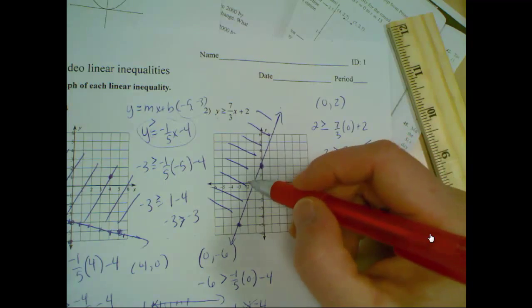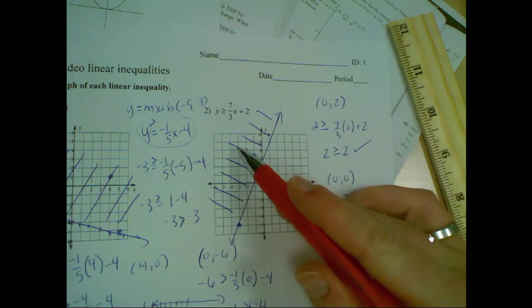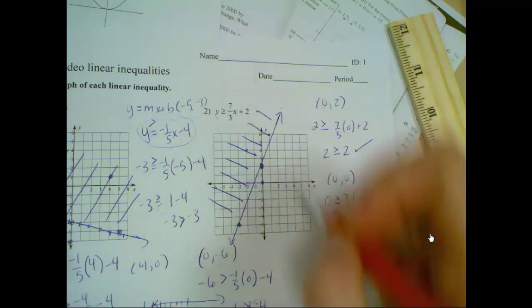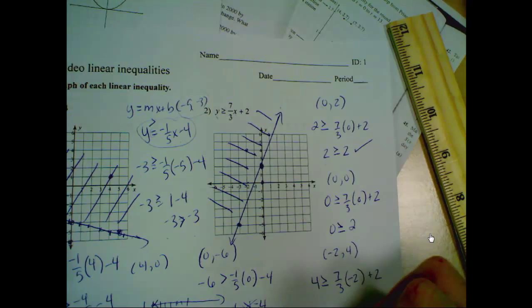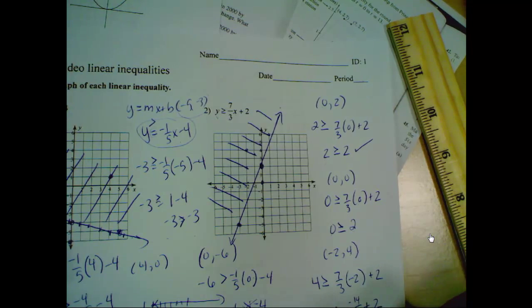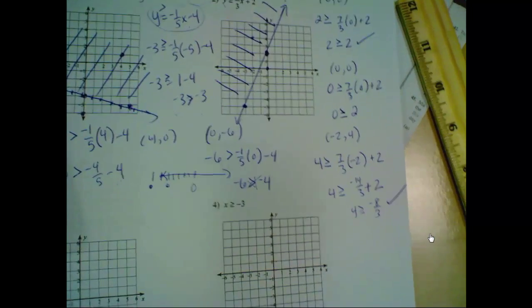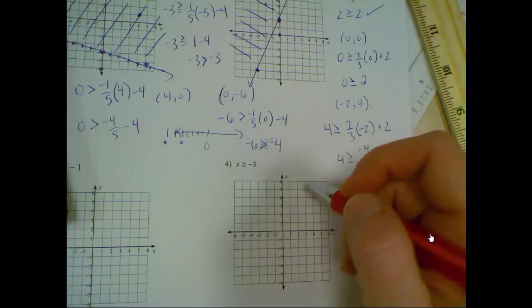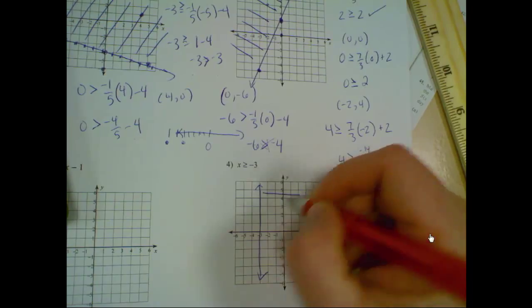Let's check one. How about -2, 4? The point -2, 4 should make this inequality true if I did it right. So I'm going to put in 4 for y, -2 for x. That's -14/3 plus 2. If you check that on the calculator, you will see that that's -8/3. And 4 is obviously greater than something that's negative. So it is a true statement. I shaded the right way. Okay. Let's just review. X is greater than or equal to -3 is a vertical line where x is -3. And all the x's that are bigger than it are this way.